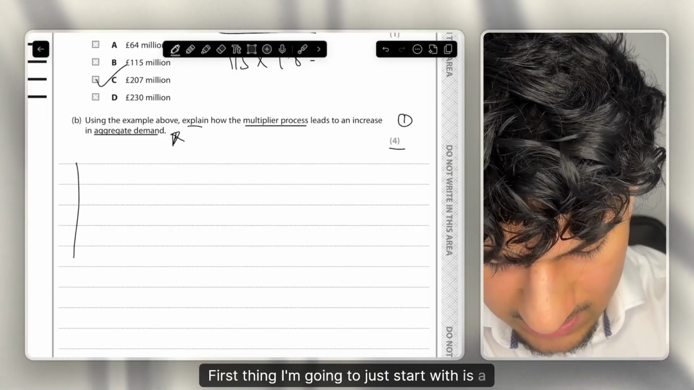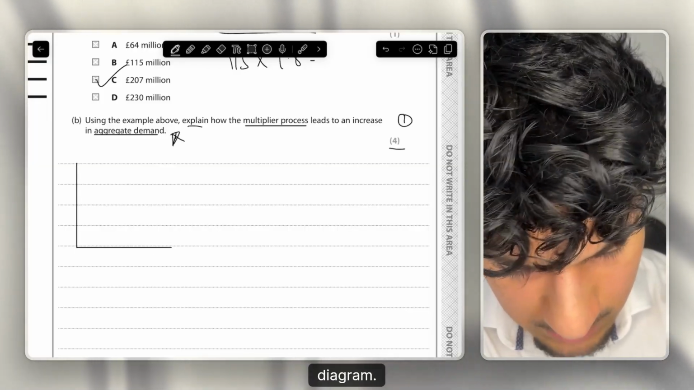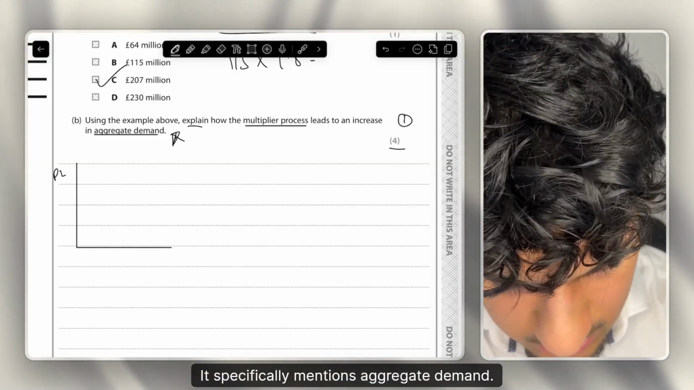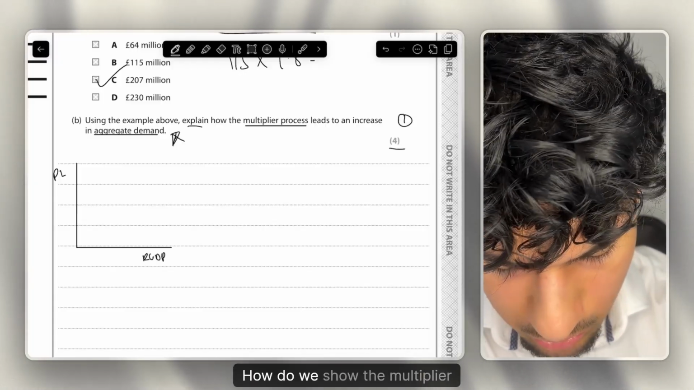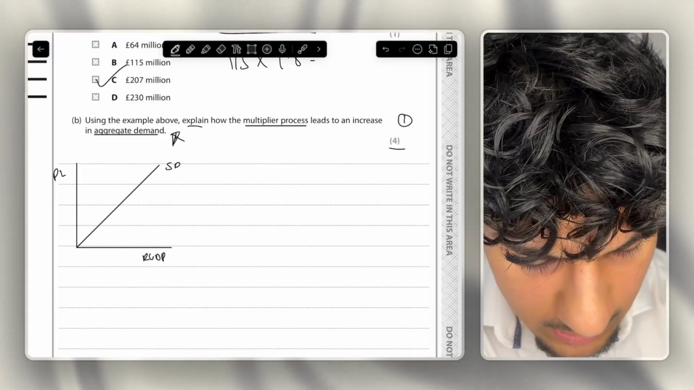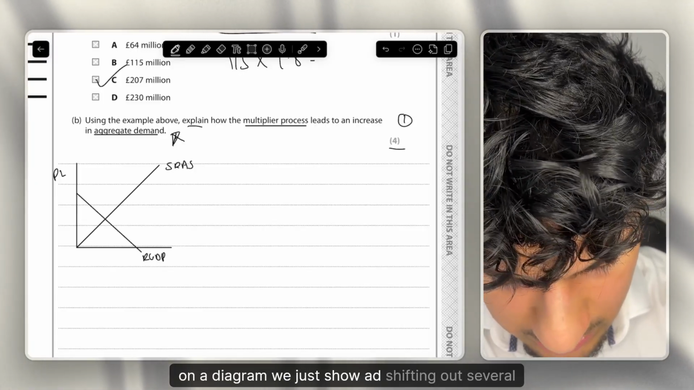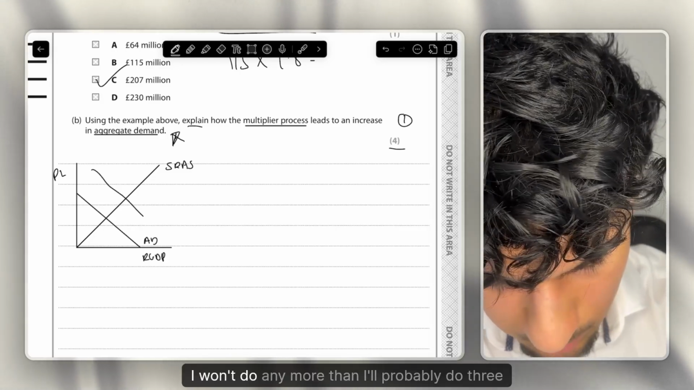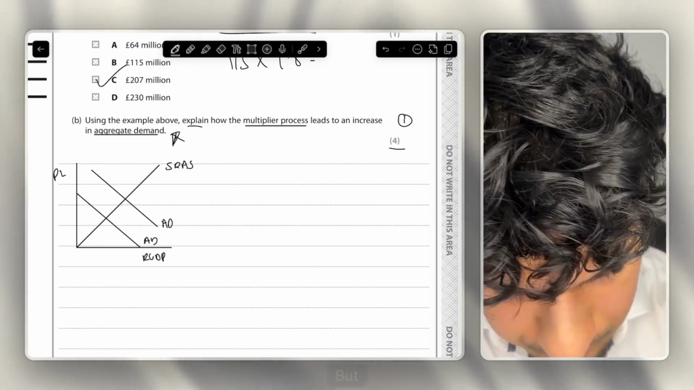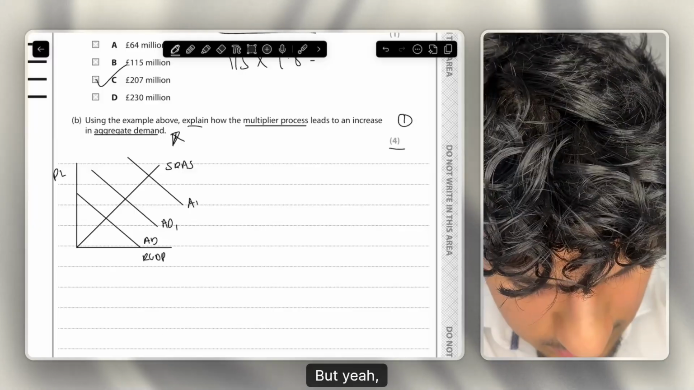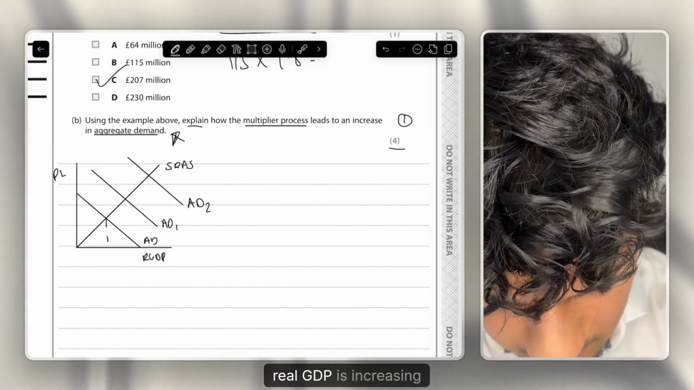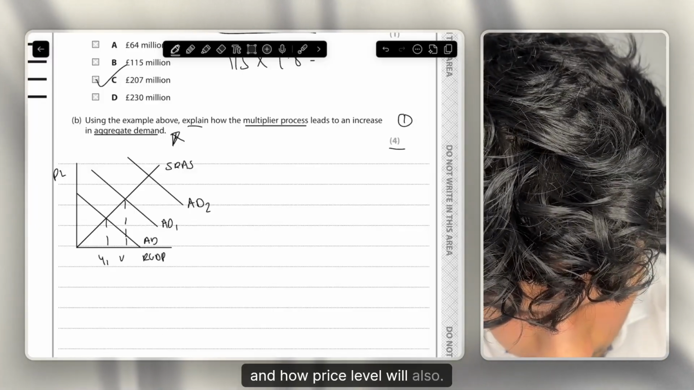First thing I'm going to just start with is a diagram. You will definitely pick up marks here for a diagram. It specifically mentions aggregate demand, so real GDP. Of course, how do we show the multiplier on a diagram? We just show AD shifting out several times. I'll probably do it 3 times here, but you don't need to do it 3 times. But yeah, so just showing how real GDP is increasing and how price level will also increase.